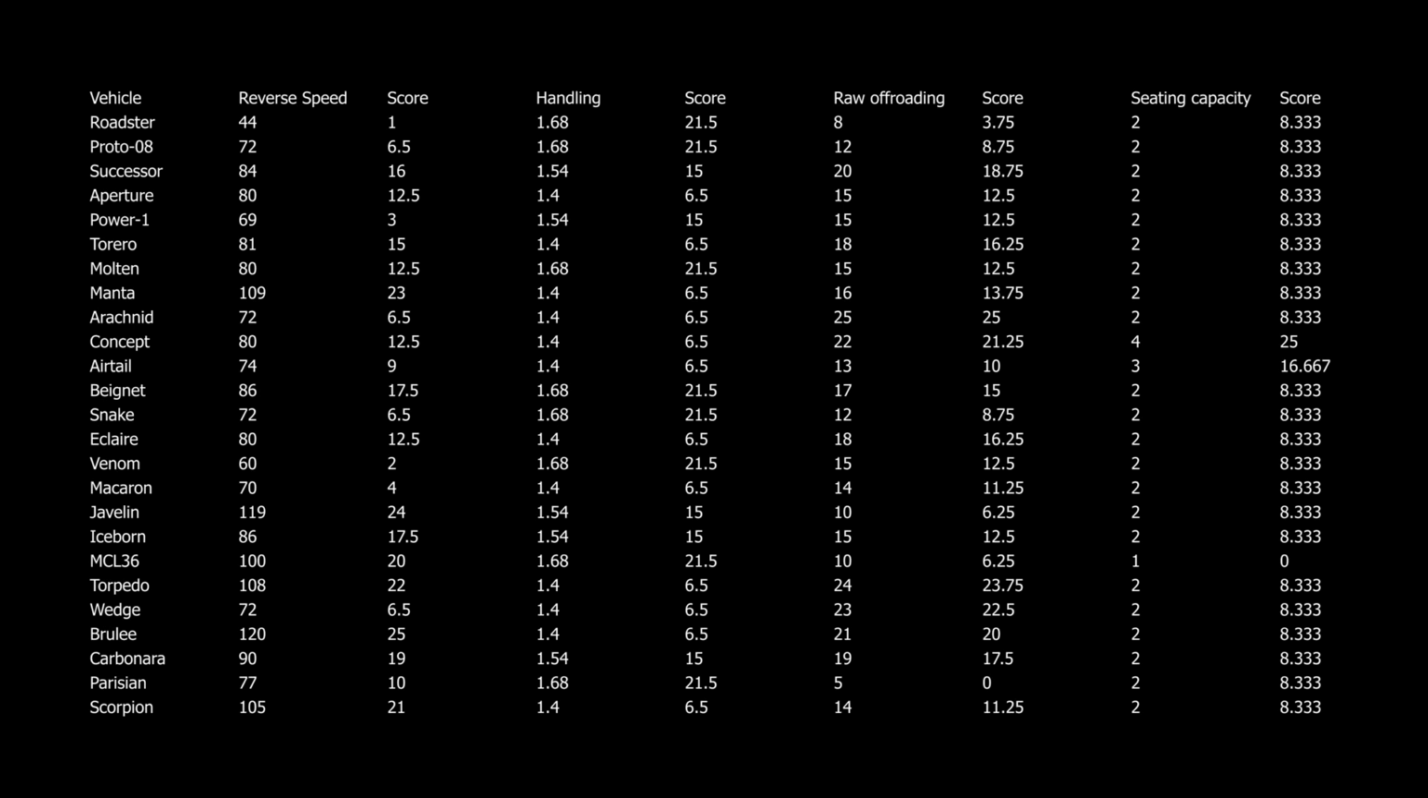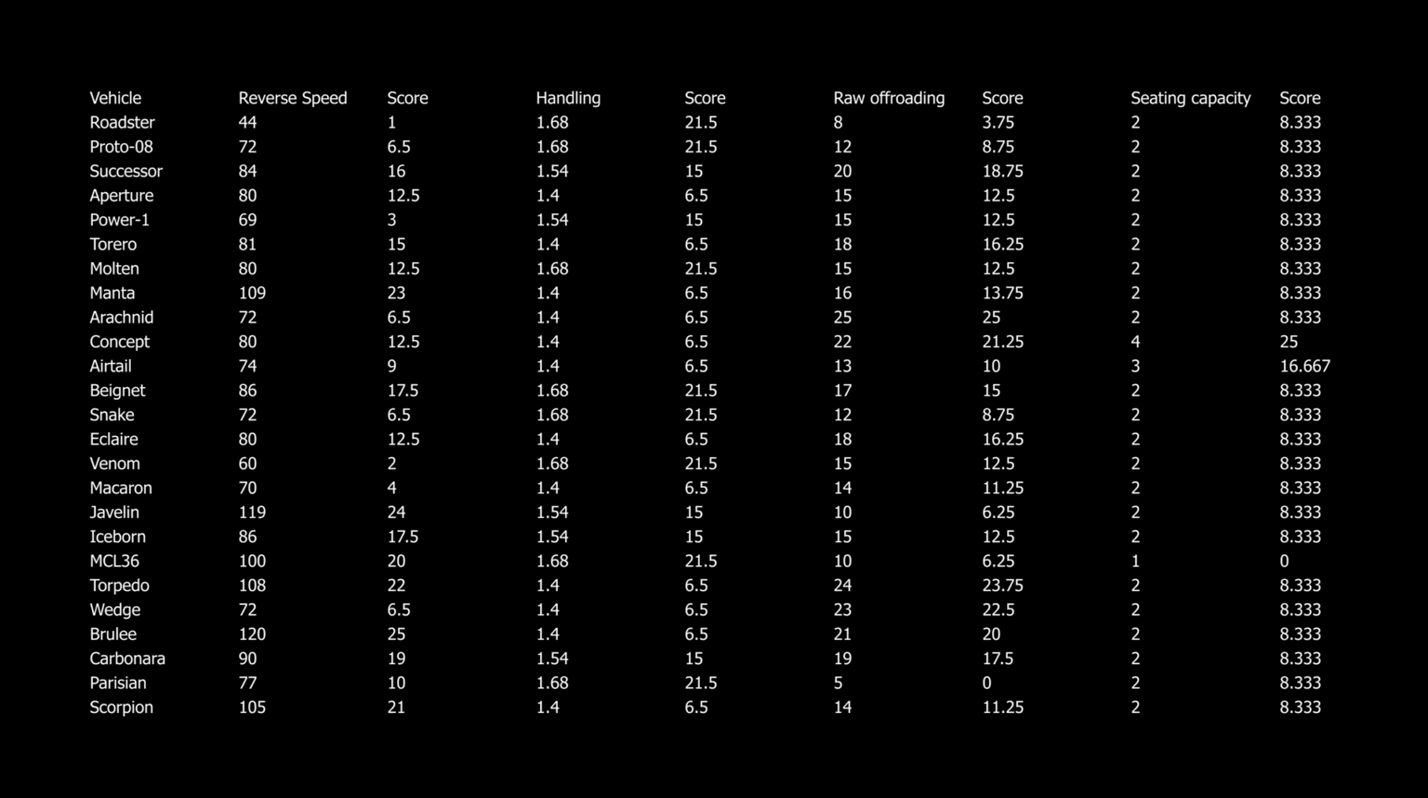Next are some factors that I can't leave out: reverse speed, handling, off-roading, and seating capacity. The vehicle with the fastest reverse speed was the Brulé, reaching 120 miles per hour in reverse. A few vehicles tied for the best handling: the Roadster, the Proto 8, the Molten, the Beignet, the Snake, the Venom, the MCL36, and the Parisian.